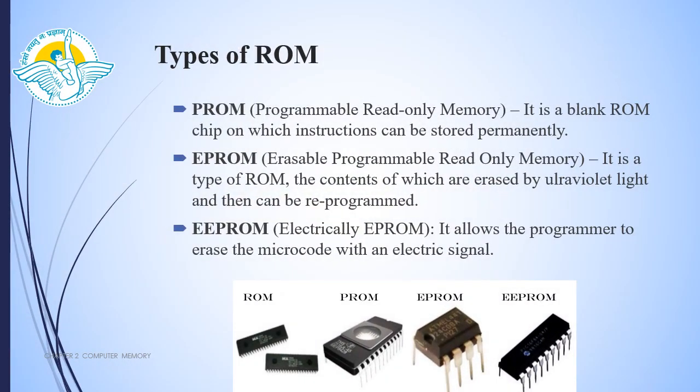Now let us see the different types of ROM. The first type is PROM. The full form is Programmable Read-Only Memory. It is a blank ROM chip on which instructions can be stored permanently.